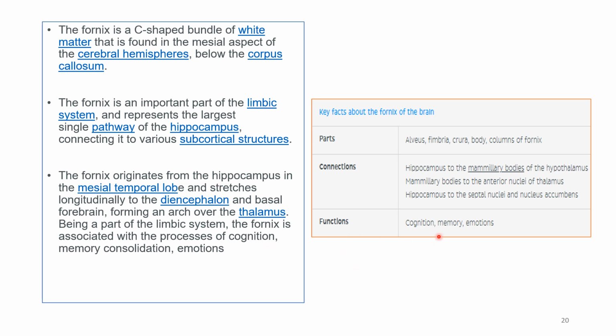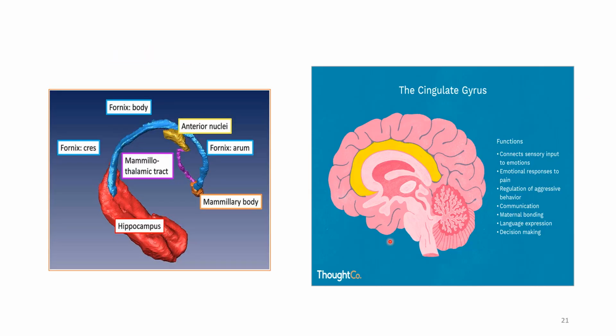Functions. It is involved in cognition, memory, and emotions. So here you can see this is the hippocampus. Here the fornix starts and forms an arch over the thalamus. This is the mammillary body of the hypothalamus. Then this is the mammillothalamic tract, that is going to the anterior nuclei.